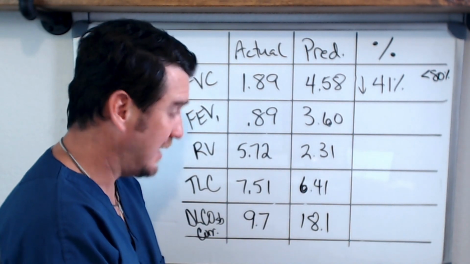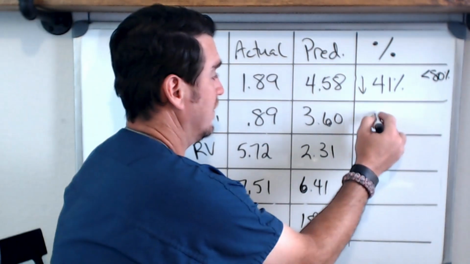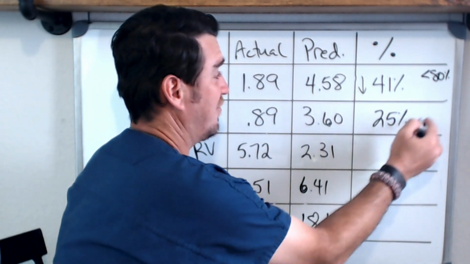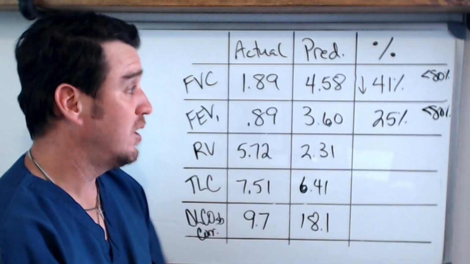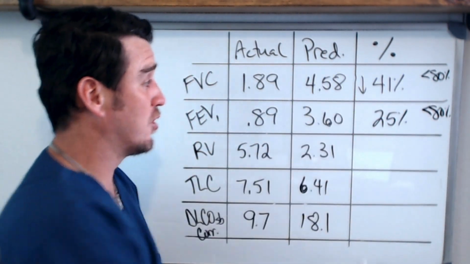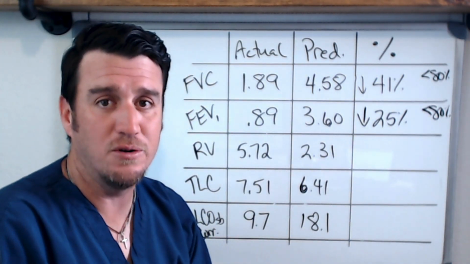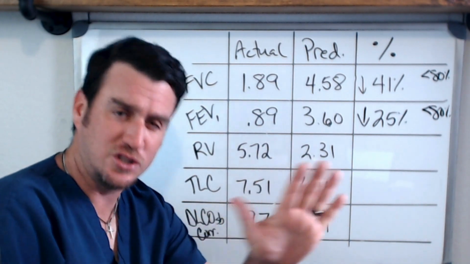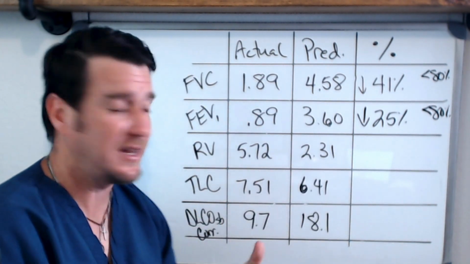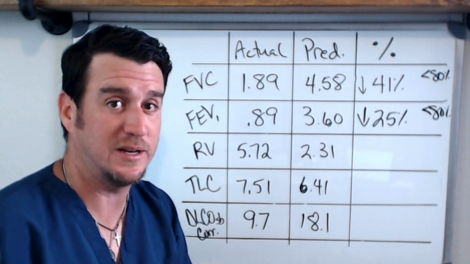Okay, now we go to our FEV1. We get 89 divided by 360, and we get 25%. We also know that 80% or greater is normal, less than 80% is abnormal. So we know that this is decreased. Guess what? Still don't know if it's obstructive or restrictive. So let's just go down. Let's just systematically go through the numbers we have, and then we'll go back and ask ourselves the questions we need to ask ourselves.